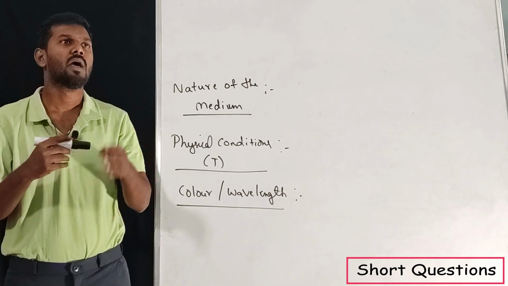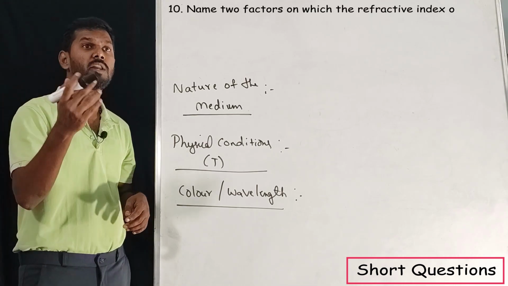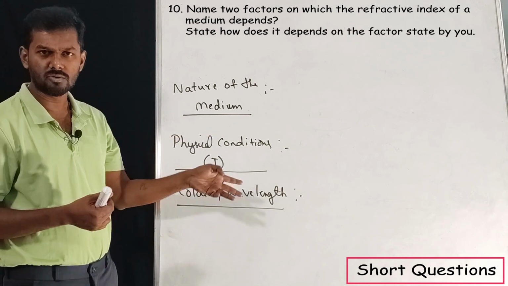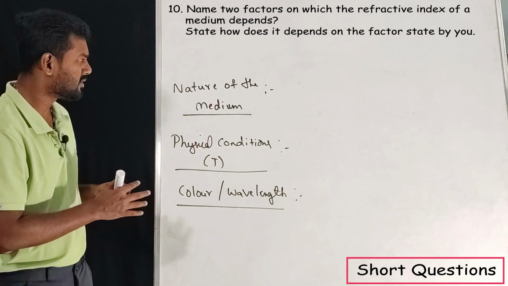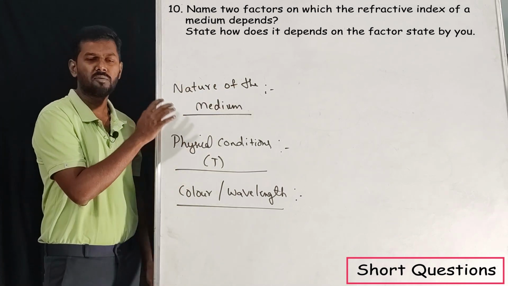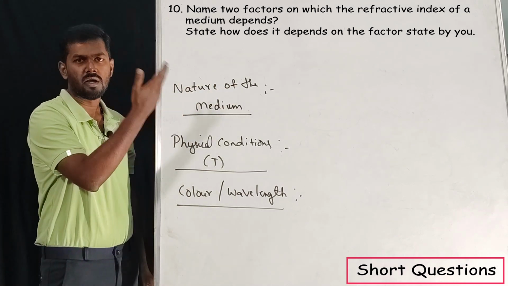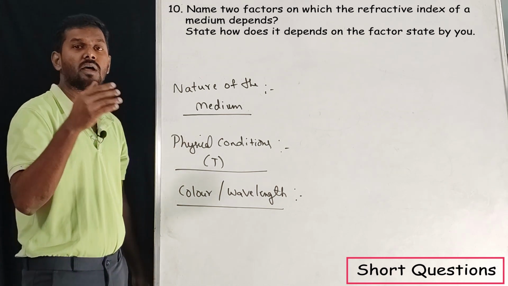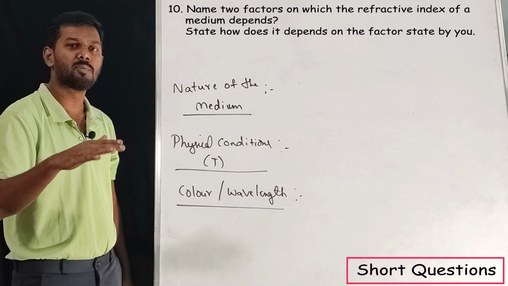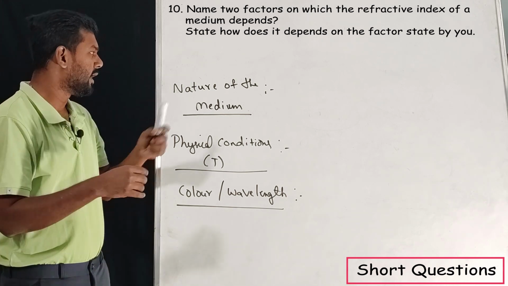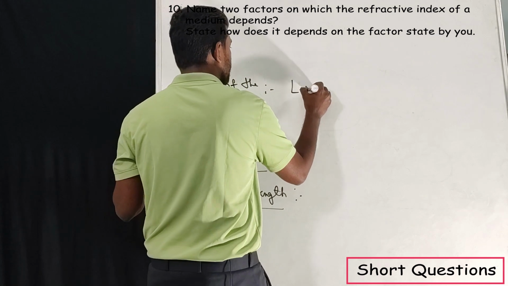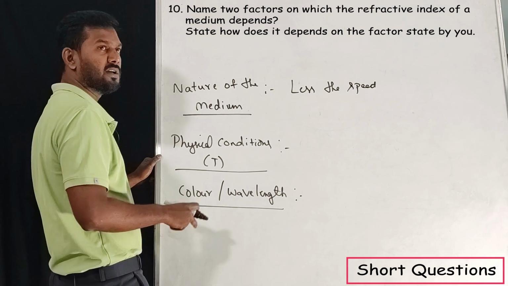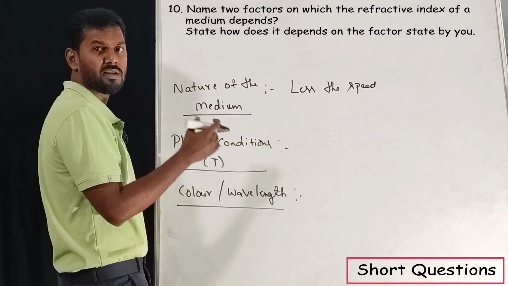Our next question: name 2 factors on which the refractive index of a medium depends. State how it depends upon the factor stated by you. They're asking for 2. I'll teach you all 3 which are there in the textbook. Listen, very simple. Nature of the liquid. We cannot predict how it is related to the refractive index. That is completely based on the nature of the liquid. In some liquids the speed of light will be greater than in other liquids. So it depends. These are the factors, and now I am writing how this affects refractive index.